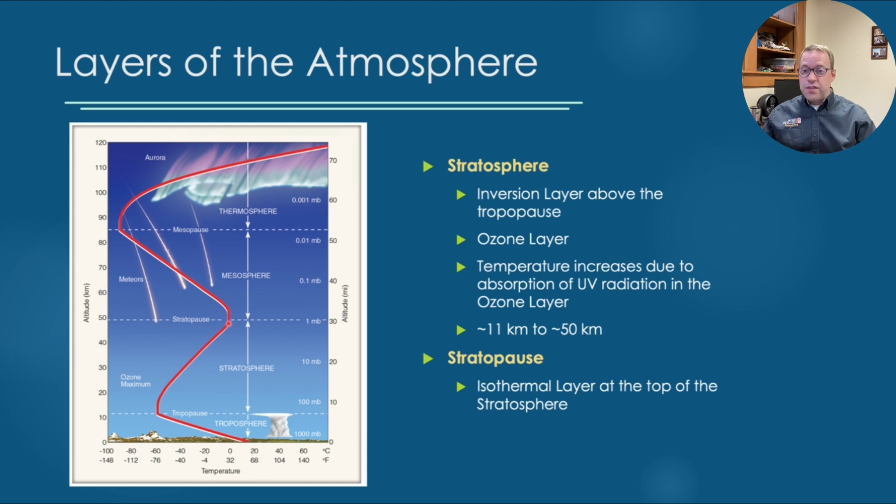Anyway, on top of the stratosphere, you get another small isothermal layer, which we call the stratopause. See the patterns? Troposphere, tropopause. Stratosphere, stratopause. The pause layer is the isothermal layer on top. Well, what happens above that?